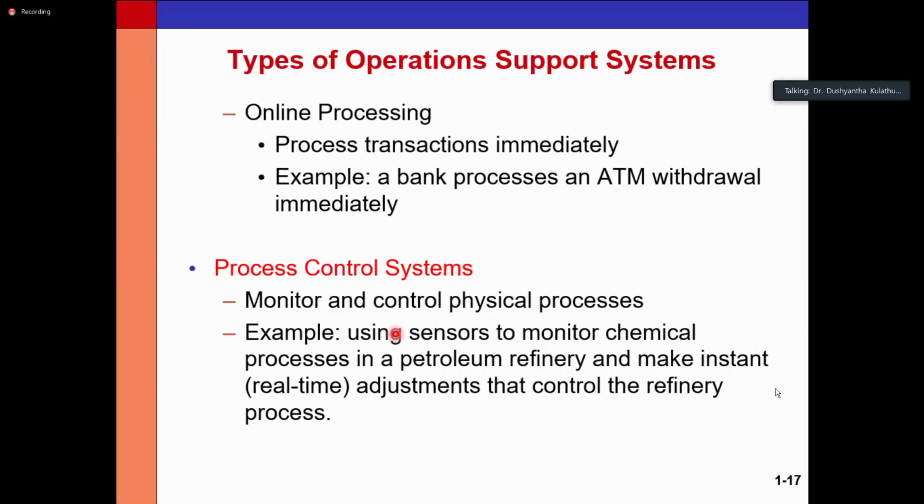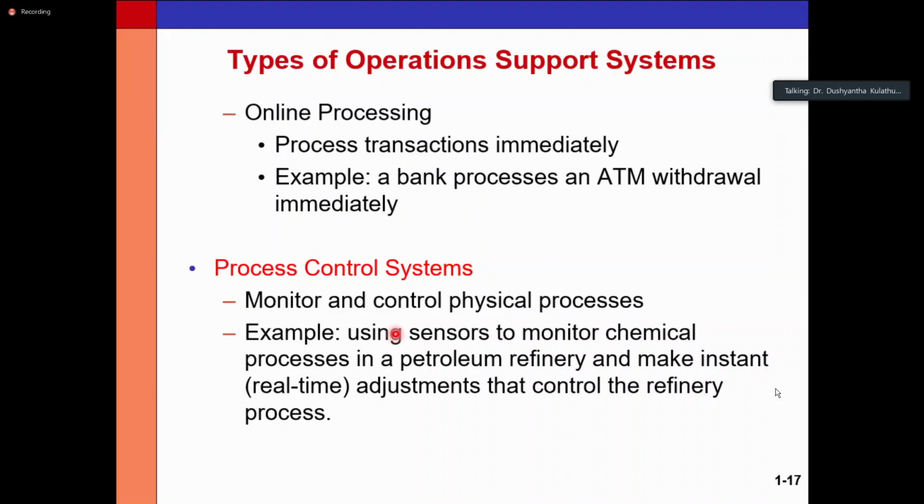Likewise, there can be sensors utilized in an automobile manufacturing process. There are many sensors utilized, maybe to identify whether a particular part has reached a particular location. The sensor will identify whether it has reached there or not. And when it has reached there, the next process or the next operation can start.